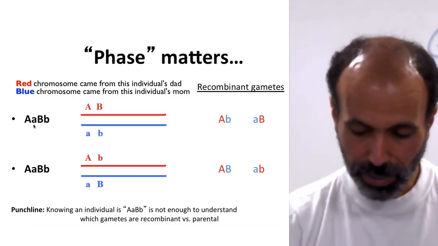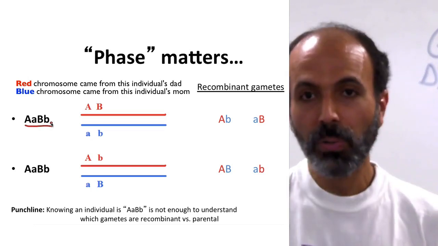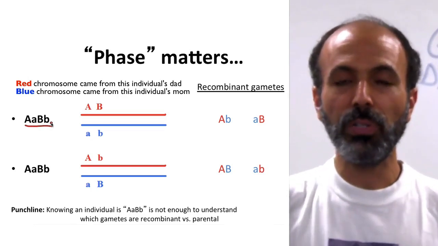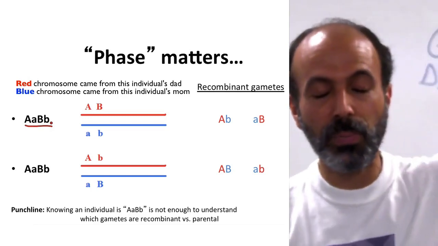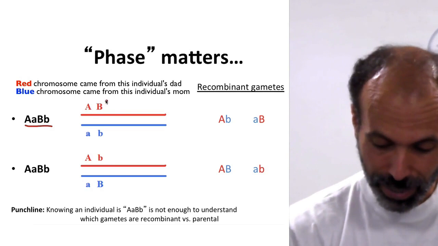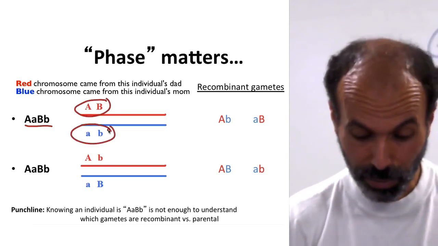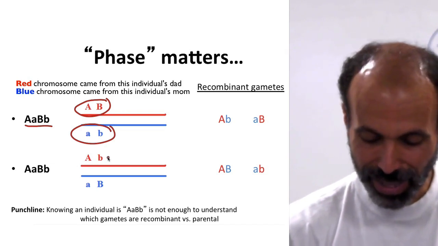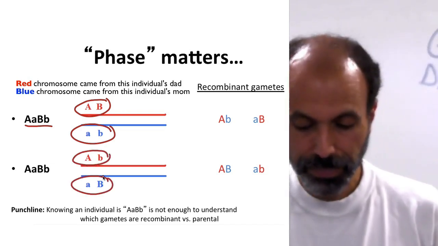In this case, let's say, for example, you were to say an individual is big A, big B, little b. You don't actually know the phase. You don't know what combination of alleles he got from the sperm that made him as opposed to from the egg that made him. In this top example, the egg that made him was big A, big B, and the sperm that made him was little a, little b. So that's one possibility. The other possibility is the egg that made him was big A, little b, and the sperm that made him was little a, big B.